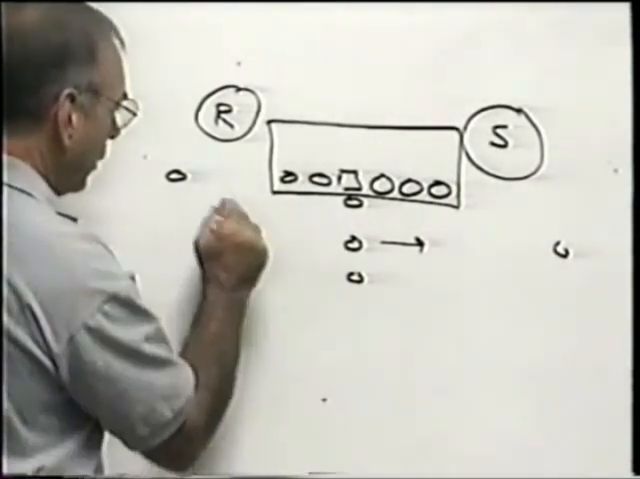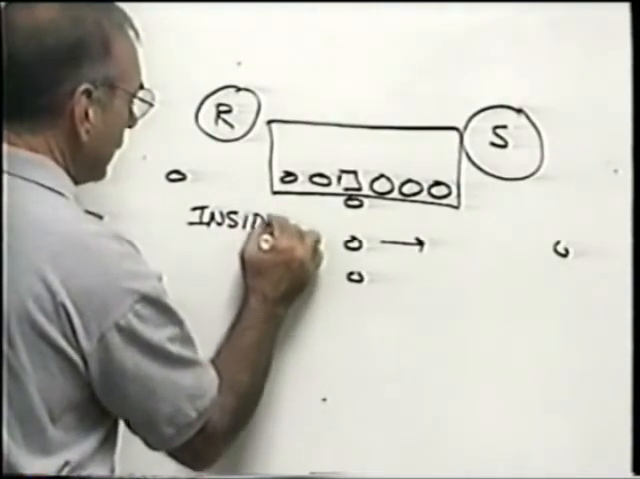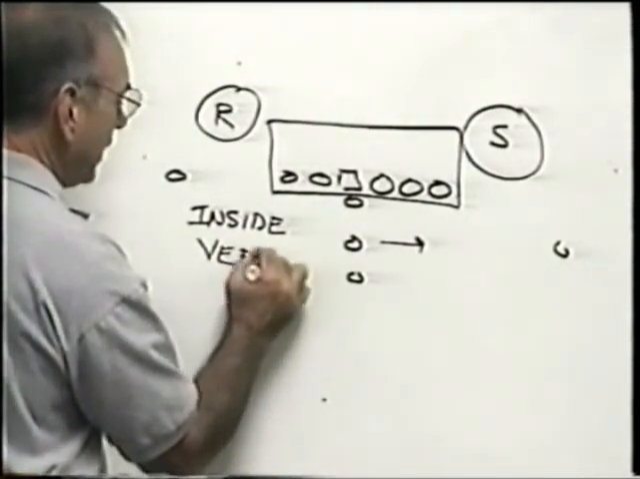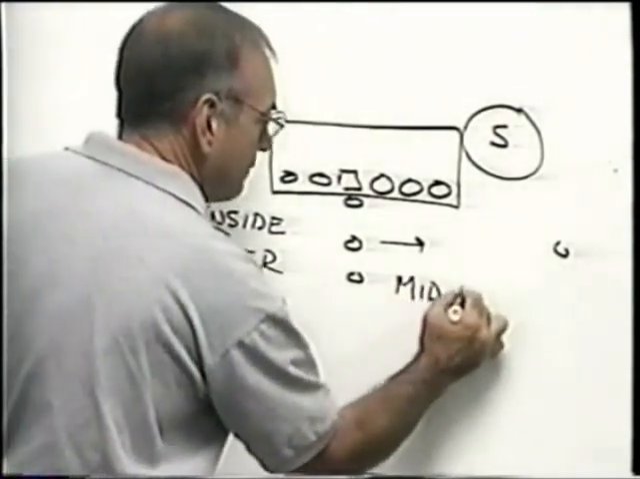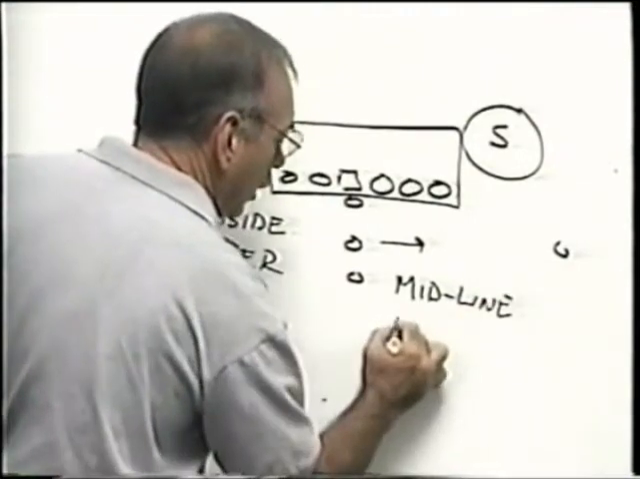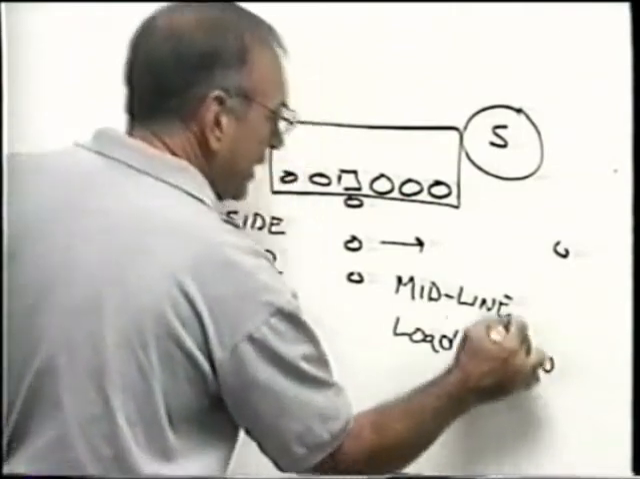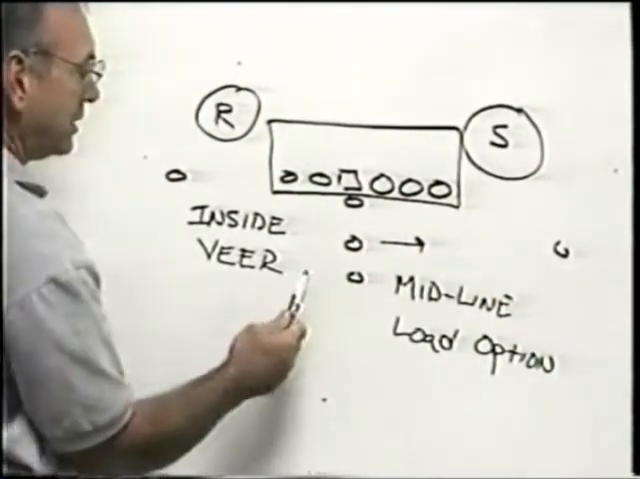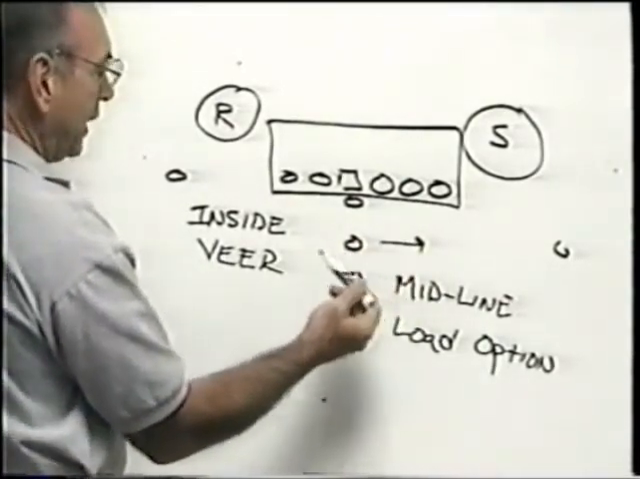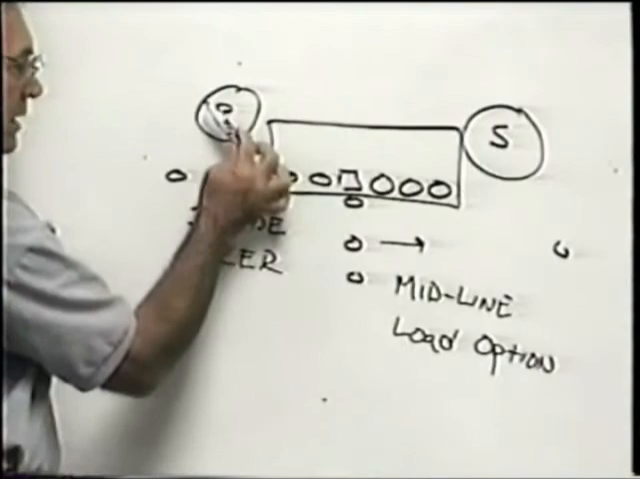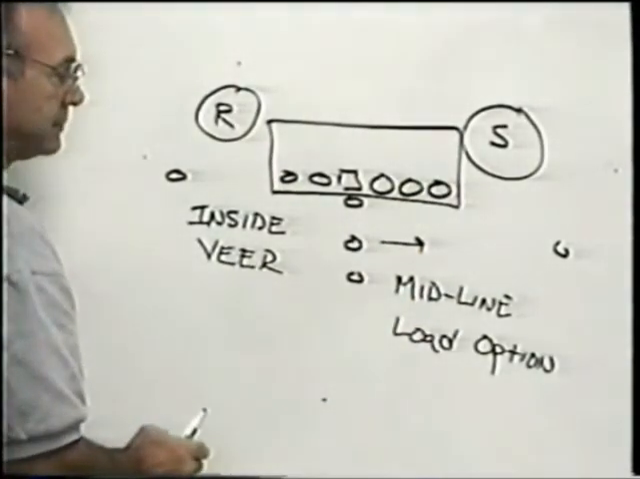Once again, we're going to run inside veer to an open-ended side only. We're going to run midline and load option towards the tight end side only. So if he comes to the line of scrimmage in a right formation, he knows right now that he is only going to run inside veer to an open-ended side, and midline and load option towards the tight end, or towards the call side.